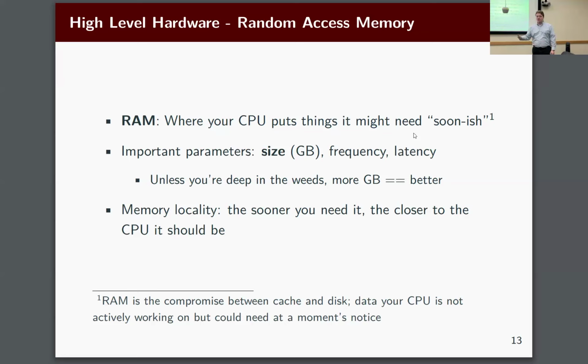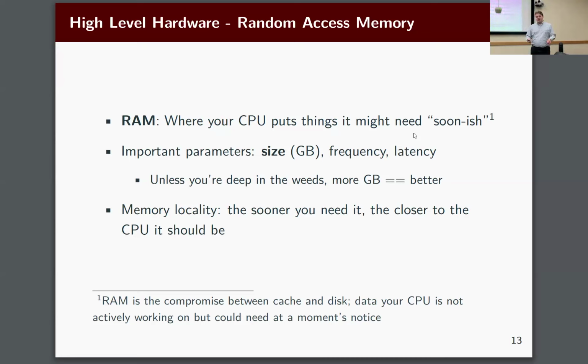There's also things like frequency, latency. Unless you have an AMD CPU, those things don't really matter. If you do have an AMD CPU, I recommend looking into using your BIOS in order to optimize your DDR5 parameters, but that's beyond the scope of this talk. Unless you're deep in the weeds, just get more gigabytes of RAM because things like R are really memory hungry, especially once you start doing things in parallel.